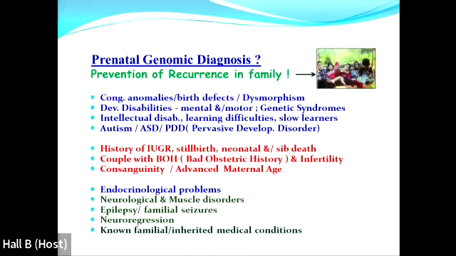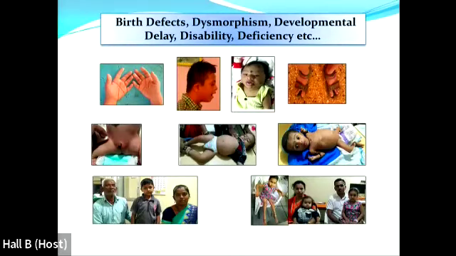So why is it done? It's a prevention of recurrence in the family. All of us know that. And that prevention is in case of many genetic conditions. It could be congenital birth defects, dysmorphism, developmental disabilities. We heard about it, several genetic syndromes. There could be autism. There could be, again, the bad obstetric history, stillbirth, neonatal death, and sibling death, or consanguinity and advanced maternal age, various endocrinological, neurological, muscle disorders, epilepsy, etc. Could be familial or also non-familial.